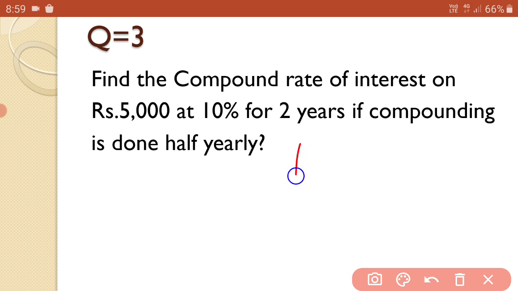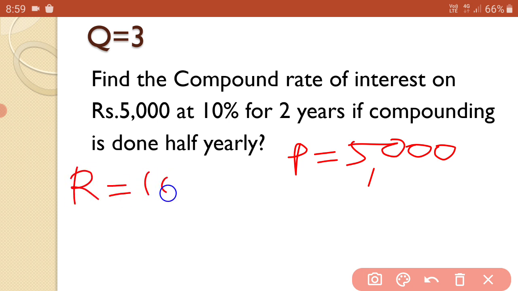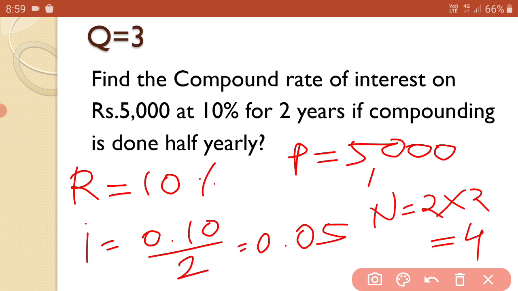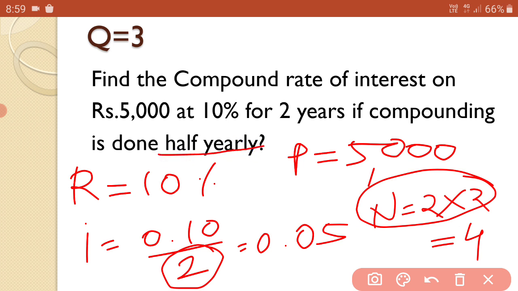So here P is equal to 5000, R is equal to 10%, i is equal to 0.05, and n is equal to 2 into 2, which is 4. In i we divide by 2 and in n we multiply by 2. So there is a little change when the word half yearly is used.